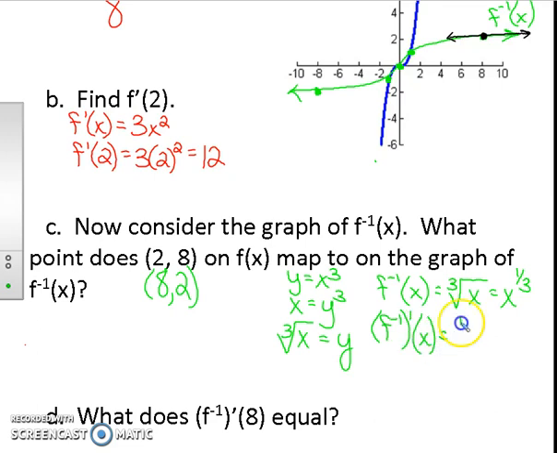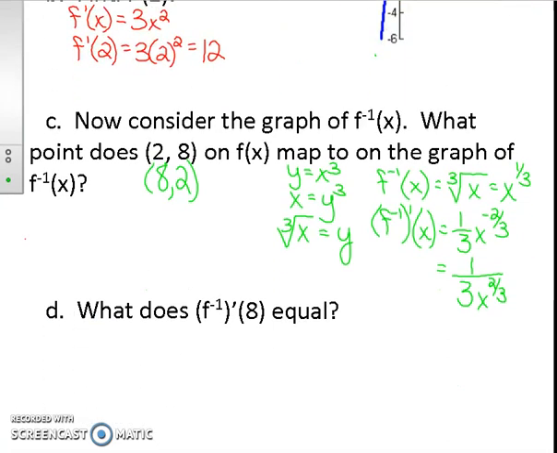which means that the derivative using the power rule would be 1/3 x to the negative 2/3, or 1/3 times x to the 2/3 in the denominator. So I can then apply that to the specific x value of 8, and I would have f inverse prime of 8 is equal to 1/3 times 8 to the 2/3.